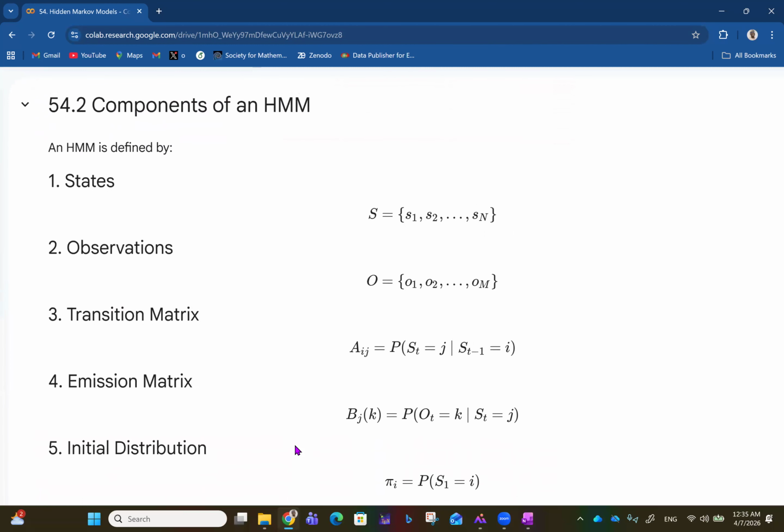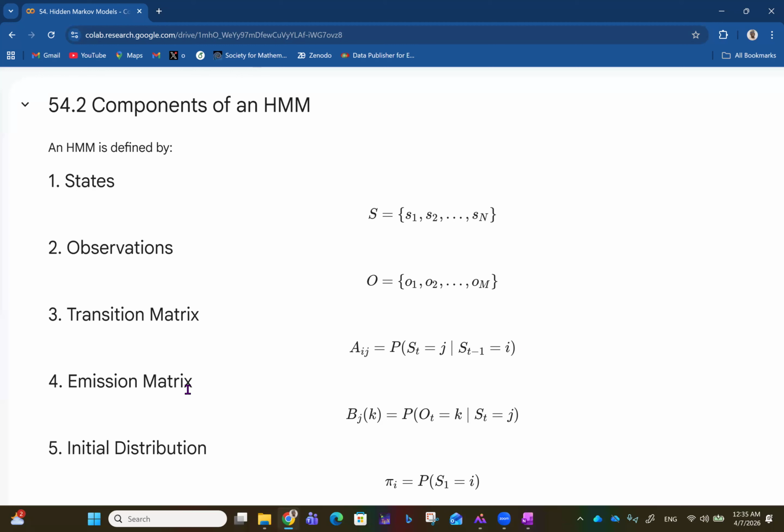So let's talk about the components of an HMM, that is a hidden Markov model. An HMM is defined by, first of all, the states. You have states S made up of S1, S2 up to Sn, and you have observations O1, O2, all the way to OM. Then you have the transition matrix, of course a regular feature of stochastic processes. You have transition matrix Aij, which gives the probability that S sub t equals j, given that S sub t minus 1 equals i.